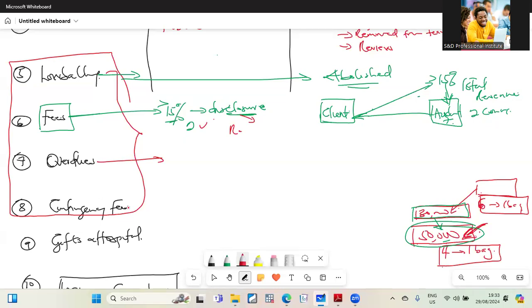Then we have contingency fee. Contingency fee simply means conditional fee. If the job goes this way, I will pay you this way. If the job goes this way, I'll pay you this way. Especially tax audit: if GRA catches you, you pay me this; if GRA does not catch you, you pay me this. Please, contingency fee is also abolished. So if you have such a situation, you must drop the job.